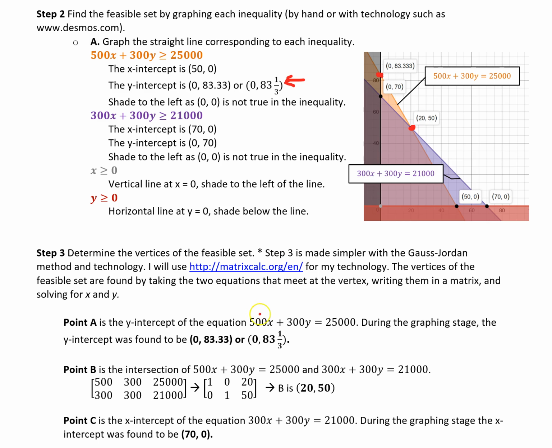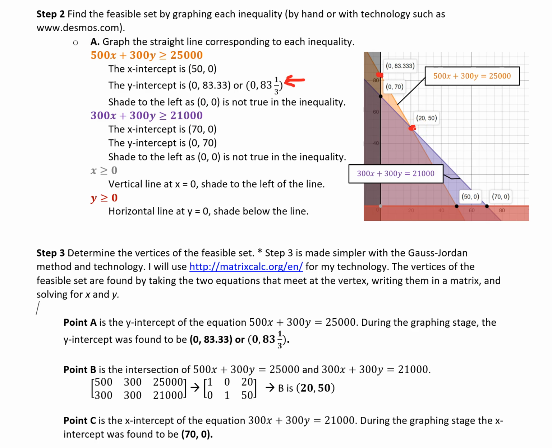So down in step 3, I found that point B by taking the two equations, 500x plus 300y equals 25,000, and 300x plus 300y equals 21,000, which are the equations for the orange and purple line, put them into a matrix and reduced it with the Gauss-Jordan method. I did this with matrixcalc.org. This reduced matrix tells me that x is 20 and y is 50 at that point of intersection. And we can see that Desmos verified that point of intersection is at (20, 50).